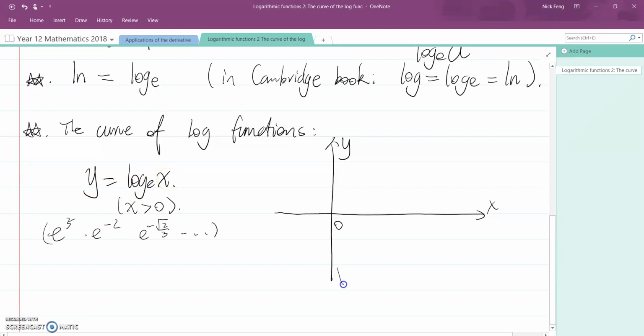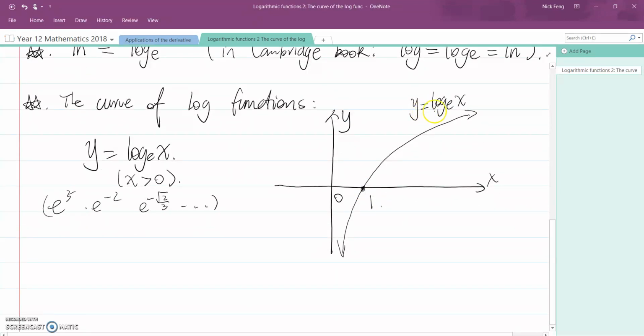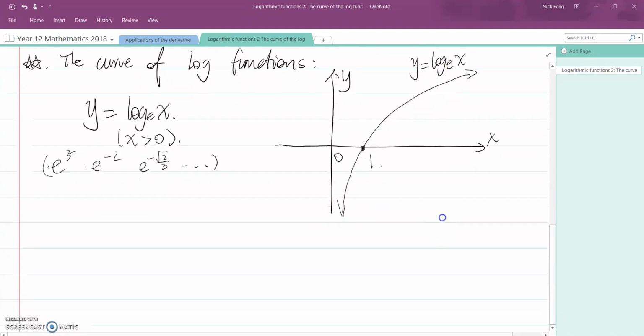So now you need to know the general shape of the log curve. What is the x-intercept of a log curve? The x-intercept is whenever y equals 0. If we let log x equal 0, then e to the power of 0 is equal to x. What is your x? Of course, that's 1. Because when y equals 0, x equals 1. It reflects the knowledge that e to the power of 0 equals 1. So that is basically the general shape of a log curve.